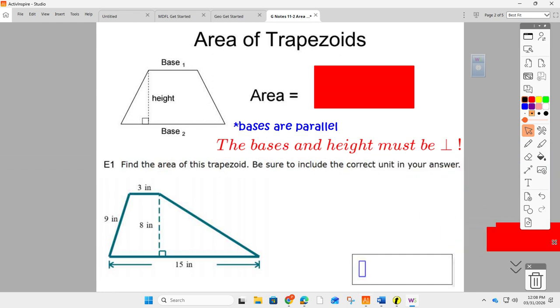So the base and the height must be perpendicular. The bases and the height must be perpendicular.